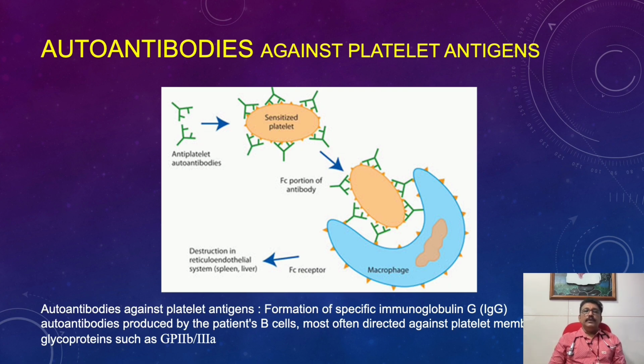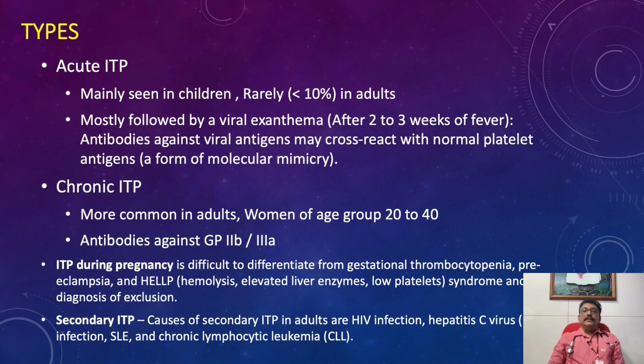Here antibodies like IgG are placed on the patient's cells, directed against the platelet membrane glycoprotein, that is GP2B3A glycoprotein. So these platelets are attached with antibodies. They will be detected as foreign bodies by our immune system, and will be destroyed by our immune system. That is immune mediated thrombocytopenia. That is the mechanism. Basically this ITP is divided into two major classes.